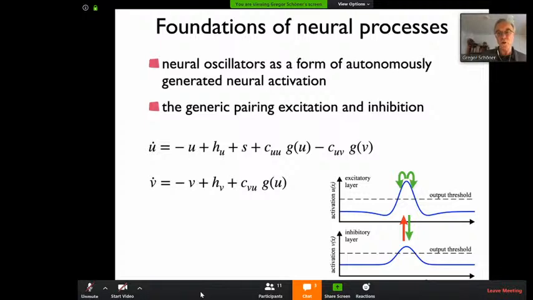So I wanted to show you a first simple use of neural dynamics to generate autonomous activation, that is to create neural oscillators from neurodynamics. Neural oscillators are an important form of autonomously generated neural activation for movement generation, and I'll elaborate on that in a little while. They arise very naturally in a picture of populations in which there are excitatory and inhibitory populations that are mutually coupled.